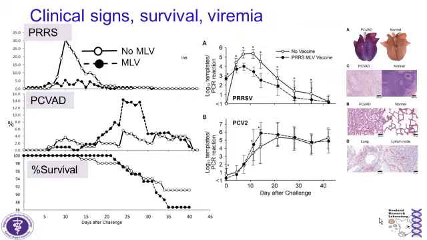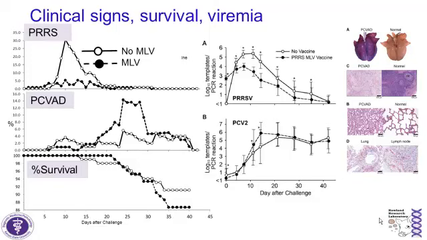If you're not vaccinated, you see PRRS. If you're vaccinated, you don't see PRRS. Okay, good, the vaccine works. But later on down the road, when we look at PCVAD, if you're vaccinated, PCVAD is worse. And the reason is this is a live modified virus that more than likely functions the way PRRS normally functions during PCVAD, by increasing PCV2 replication.